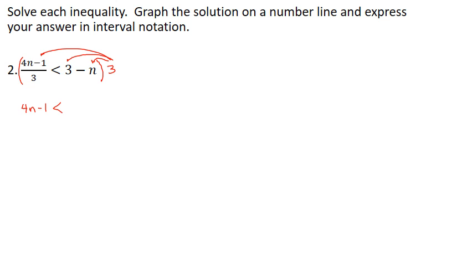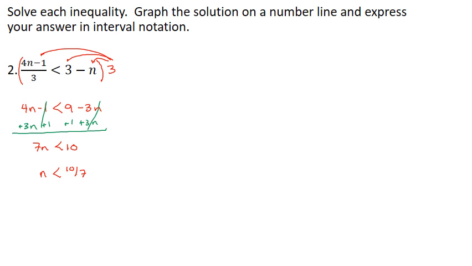So that's 4n minus 1 is less than 3 times 3, which is 9. 3 times negative n is negative 3n. I'm going to move my variable n's to the left-hand side by adding 3n. I'm going to move my constants to the right by adding 1, and you should end up with 7n is less than 10. This time there's no negative number, so when you divide by the 7, it doesn't change anything. You just end up with n is less than 10/7.